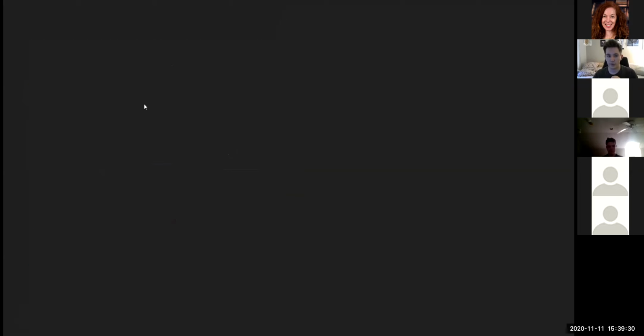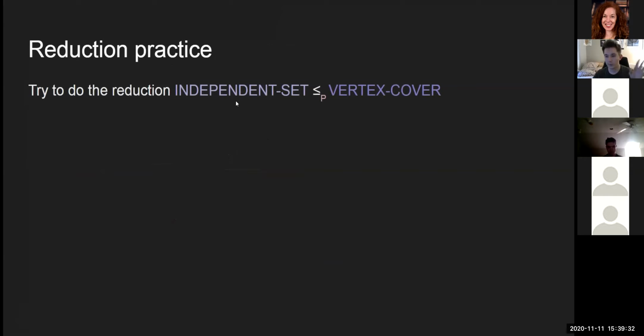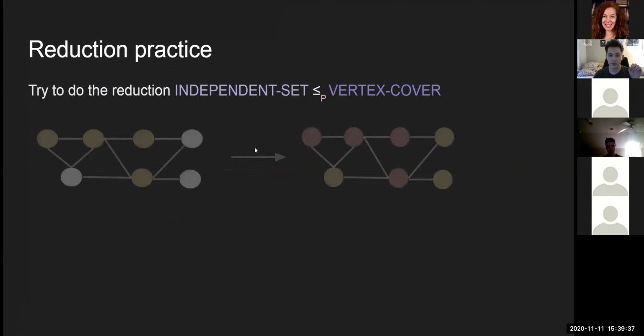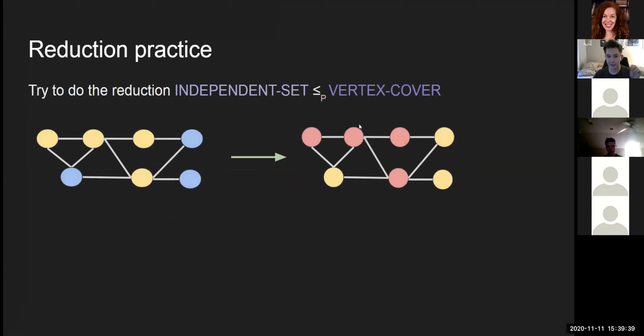So I'm going to show you right here. We want to prove that independent set reduces to vertex cover, right? So look at this, and I would like someone to try to come up with a way that we could do the reduction. It is also a slightly harder problem than the first one, but is much simpler than the 3-SAT reduction we did. So give it a go.